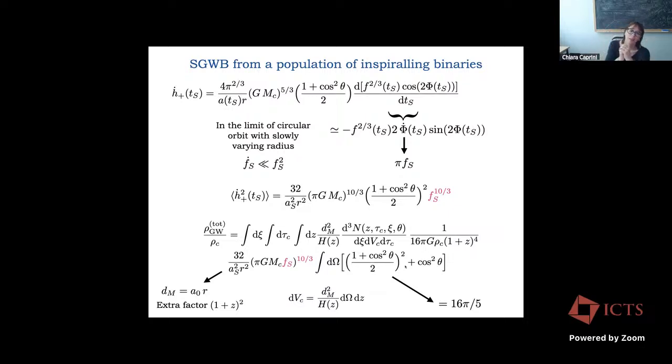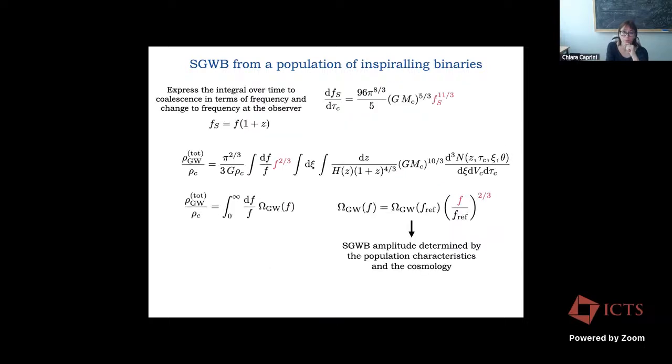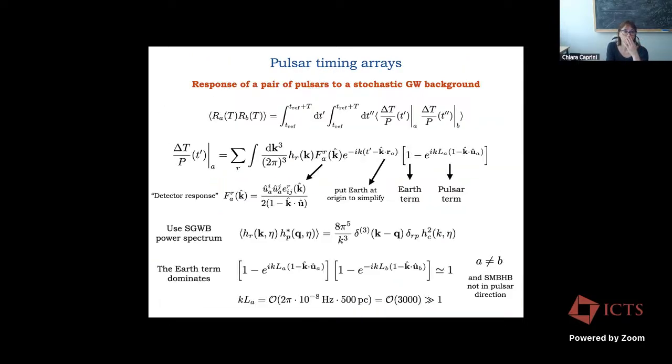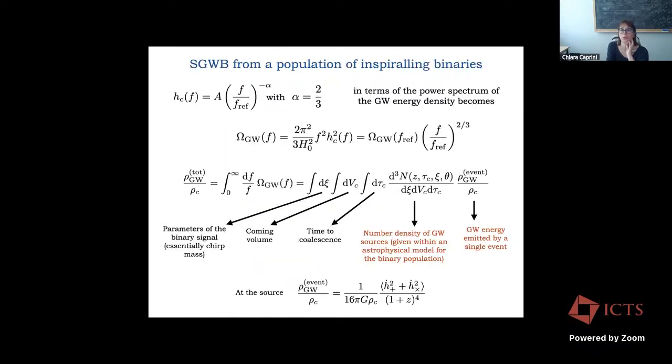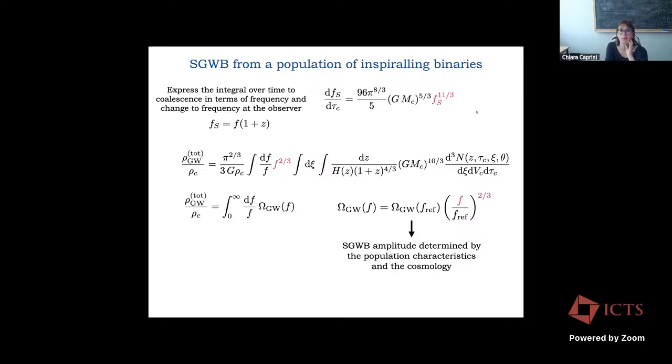Okay. The angular integration over all the sky operates on the angular dependence on the position of the binary that is determined by the two polarizations and just gives a numerical factor. Okay, and then one can express the integral over the time to coalescence in terms of the frequency at the source. Okay, this particular equation I had a long time ago, it comes from this relation here, and it is always true for a spiraling binary.